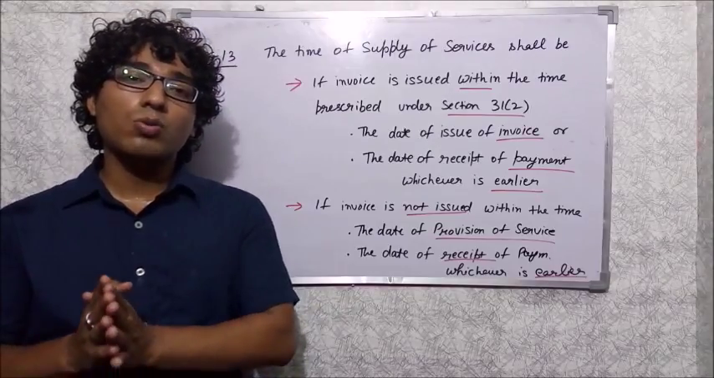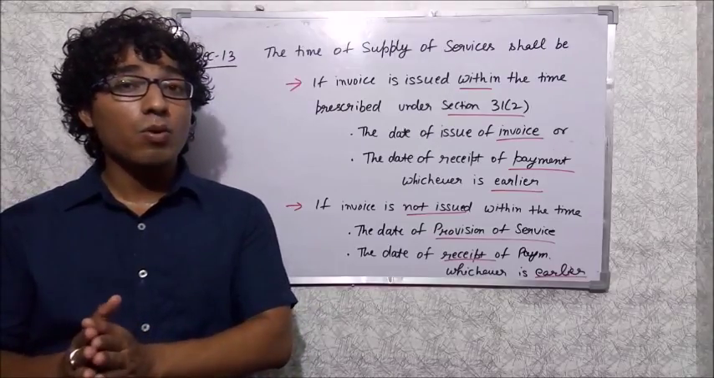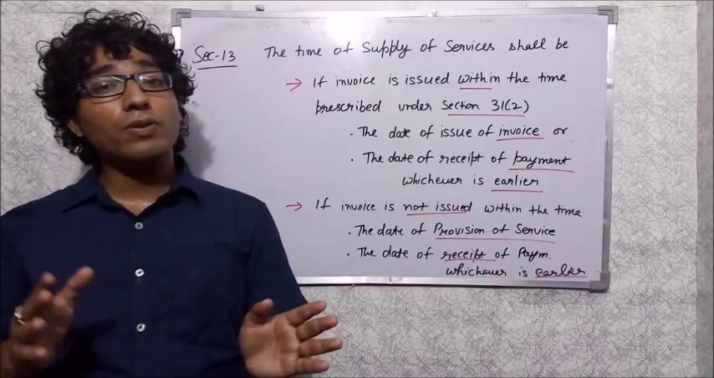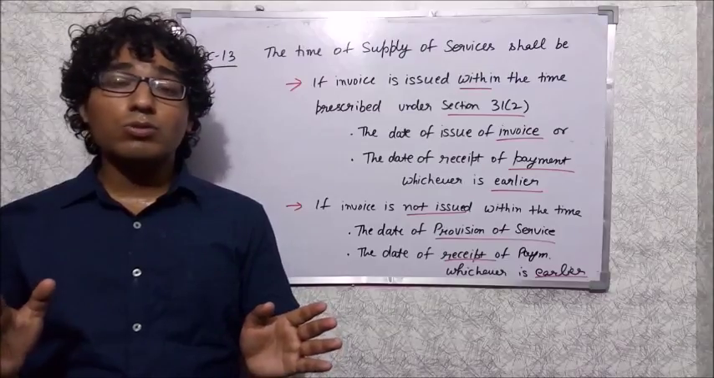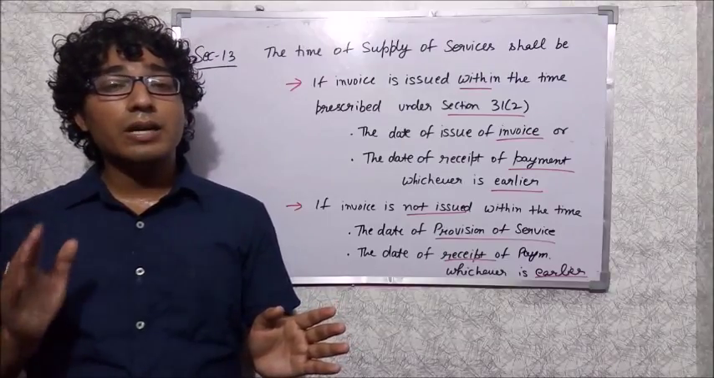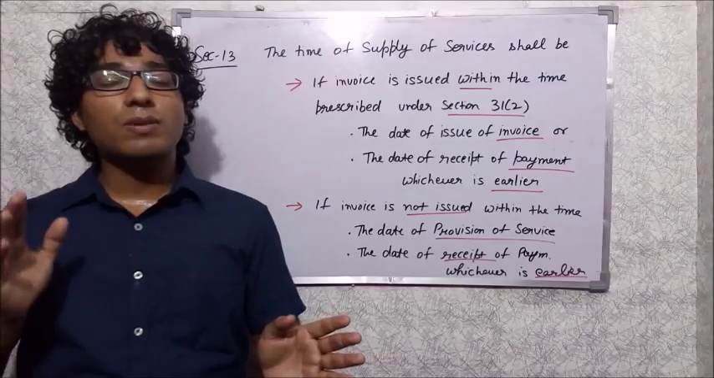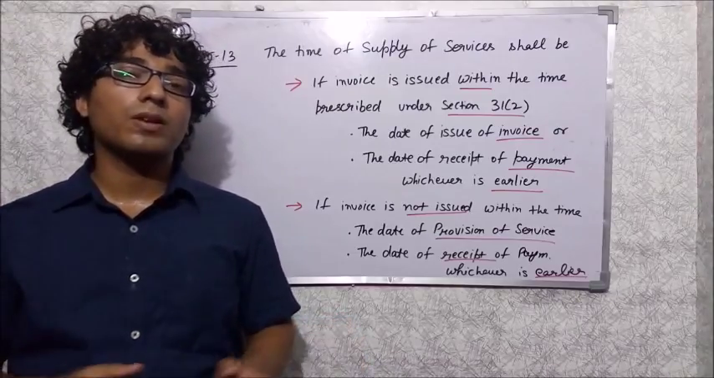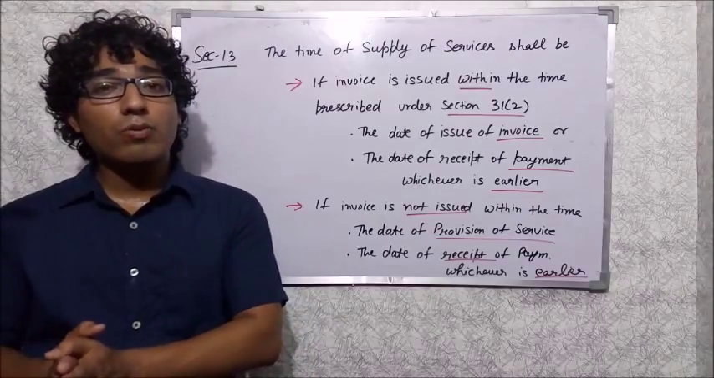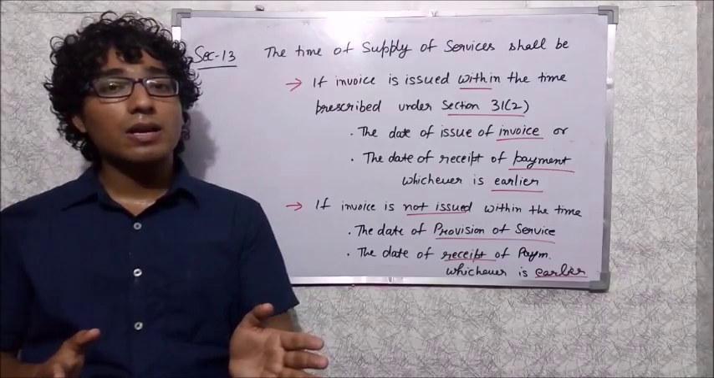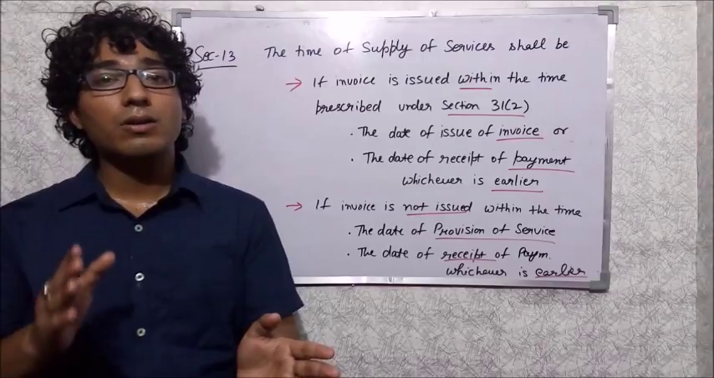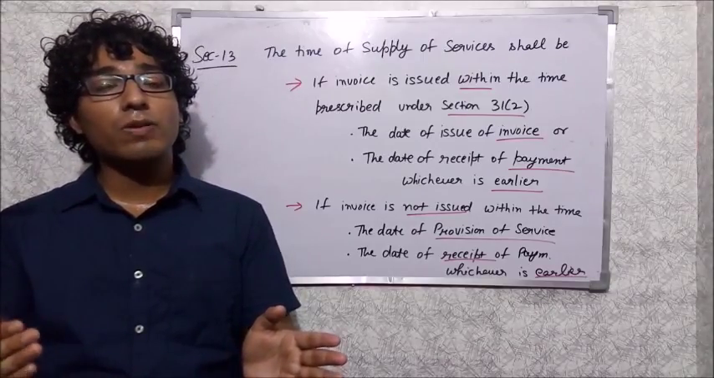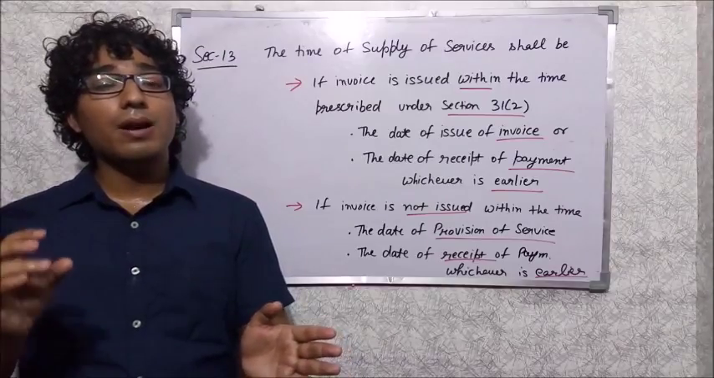So you have to issue the invoice either before the provision of service, and if you are issuing the invoice after the provision of service, then you have to issue the invoice within 30 days from the date of supply of service, and that is provided under the invoicing rule. So you can issue either the invoice before the provision of service, and if you are opting to issue the invoice after the provision of service, then it should be within the time prescribed under the rule.